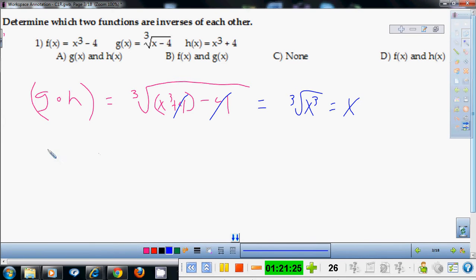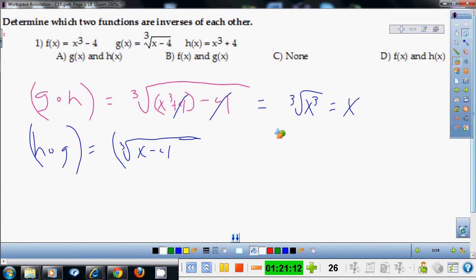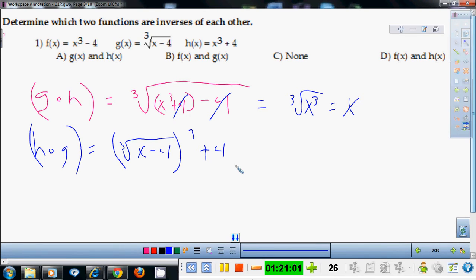So far so good. So h of g, that'll be the cube root of x minus 4, cubed, plus 4. Now, because of the order of operations, it's going to handle this one a little differently. What do I do first? That's right, the cubes are going to cancel first. So that leaves me with x minus 4 plus 4, which cancel, leaving you with x.